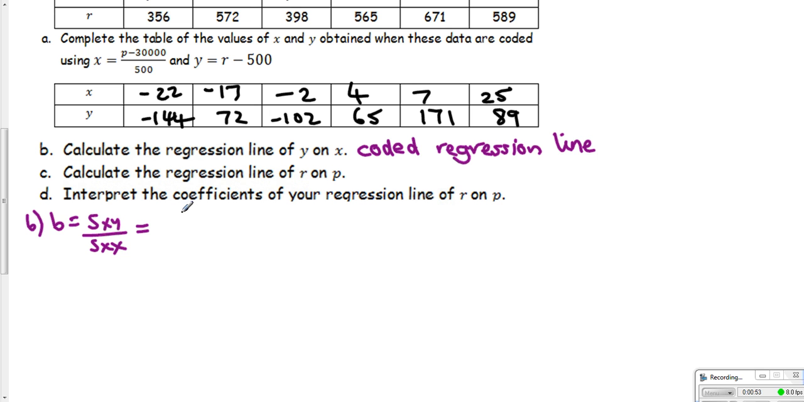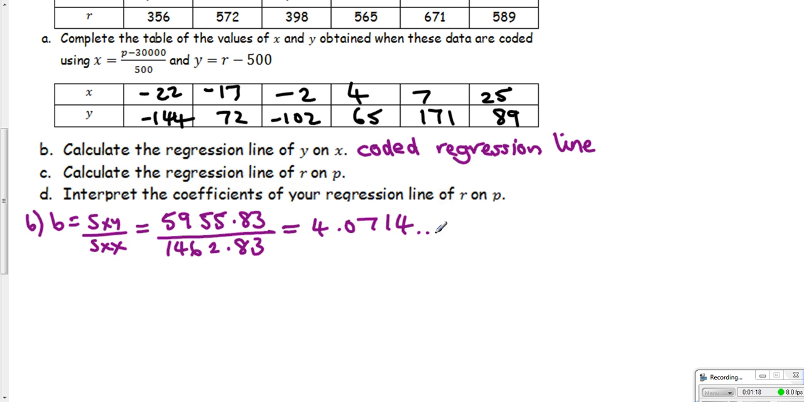Now, if you look back at the previous work that we did in the correlation booklet, we've already worked these out and they're given in the question. So we've got 5955.83 and we're going to divide that by 1462.83. And if we work that out for b, we get 4.0714 and so on.